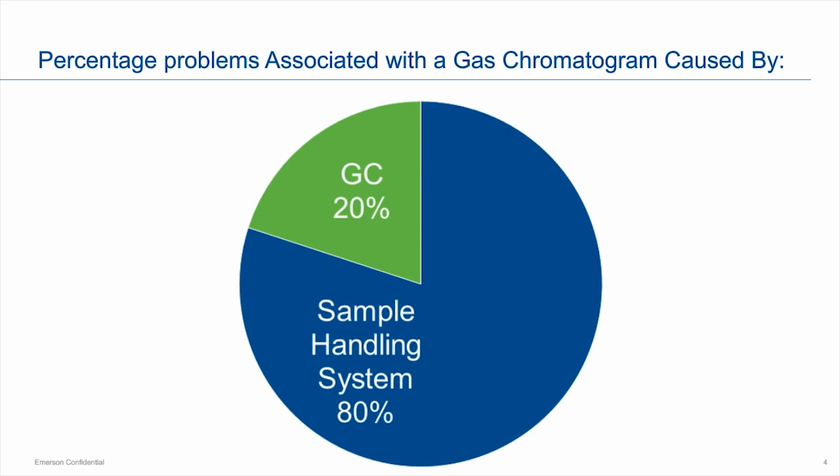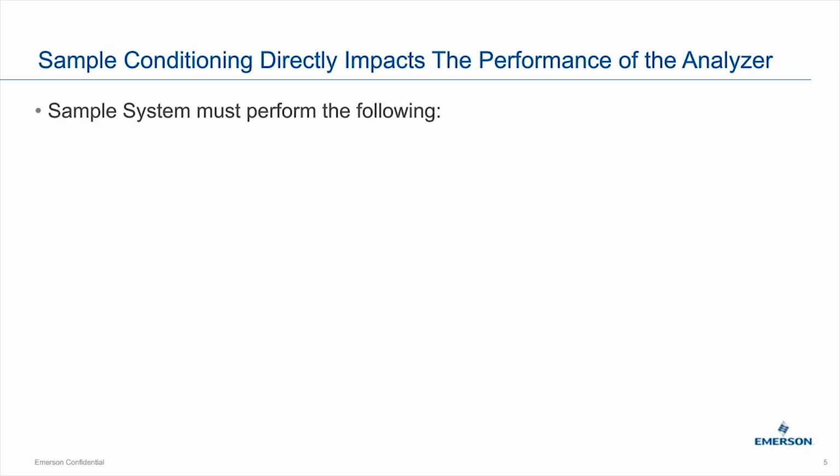So what exactly is the purpose of a sample handling system? You seeing it? Okay. It has 5 functions. 1, it needs to take a representative sample. Basically, whatever's flowing in the pipe is what you need to be able to pull out of that pipe and send to the GC. The GC gives very accurate results.